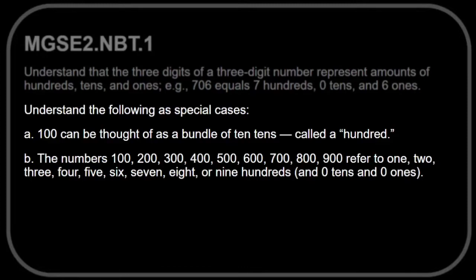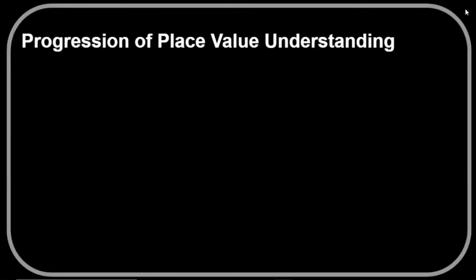100 can be thought of as a bundle of 10 tens, called 100, and the numbers 100 through 900 refer to the number of hundreds with 0 tens and 0 ones.